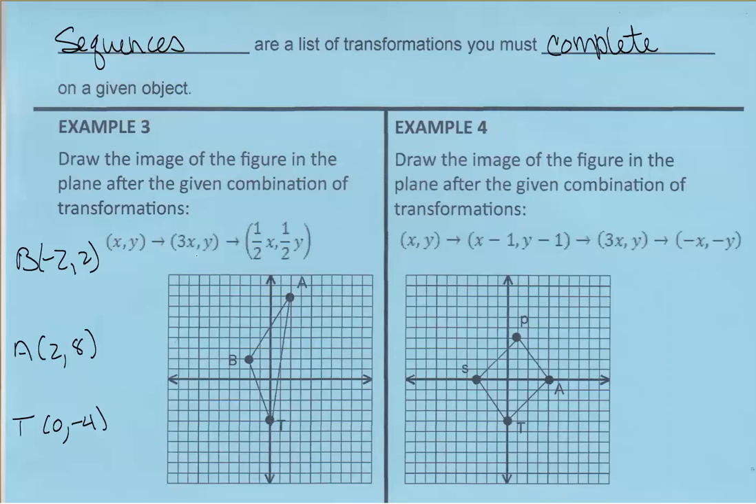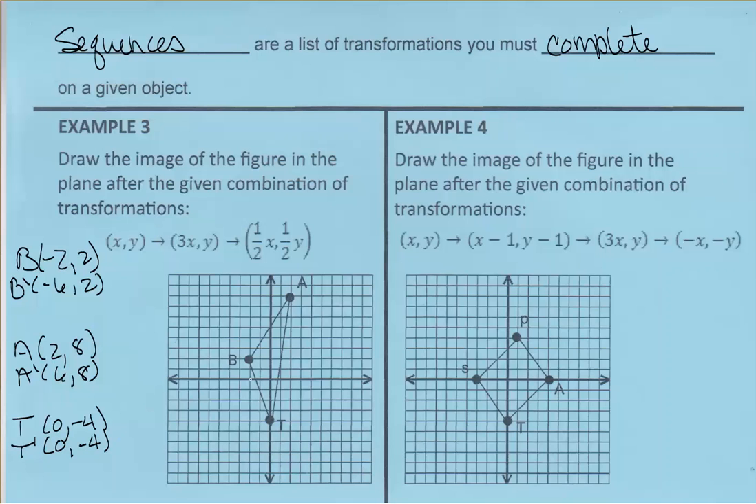And then all I have to do is multiply my x's by 3 and keep my y's the same. So my B prime will be at -6 and my y stays the same. My A prime will be at 6 and my y stays the same. And my T prime will still be at 0 because 0 times 3 is 0 and my y stays the same. So you have to make sure that you go ahead and plot these things.